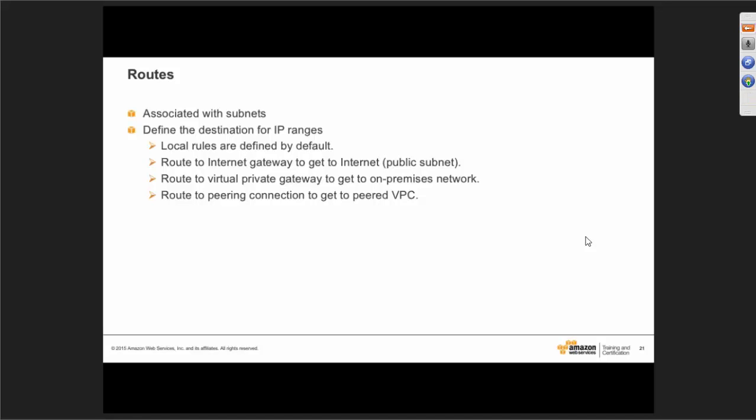There's another question, is there a default route to each subnet? There's the main route table, which is applied to every subnet before you customize it.